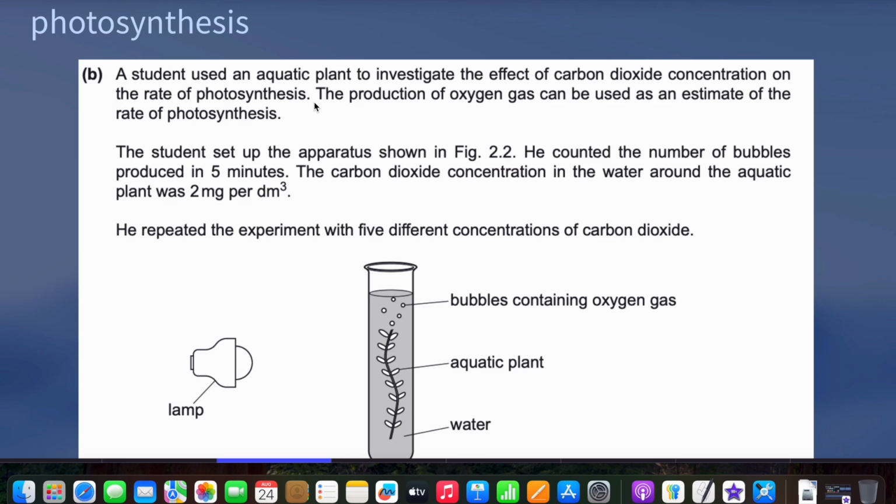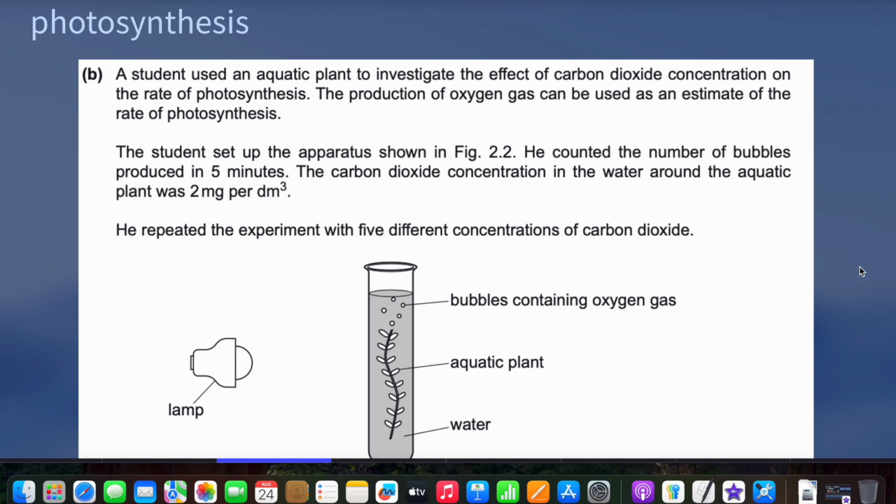However, here is an important tip. Please do not just write the rate of photosynthesis as your answer. This is a common mistake students make. You always need to specify how it is measured. So the second sentence gives you an idea of what to be written as your final answer. The production of oxygen gas can be used as an estimate of the rate of photosynthesis. So your dependent variable should be written as number of bubbles produced or number of oxygen bubbles produced.